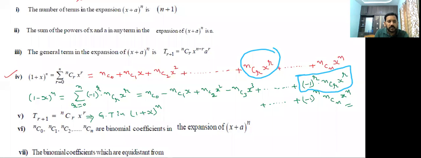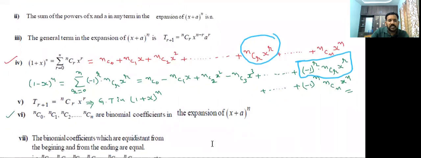And observe the sixth point. This we have already discussed: nC0, nC1, nC2 and so on up to nCn are binomial coefficients, the binomial coefficients in the original expansion (x plus a) whole power n. Okay, so those are binomial coefficients.